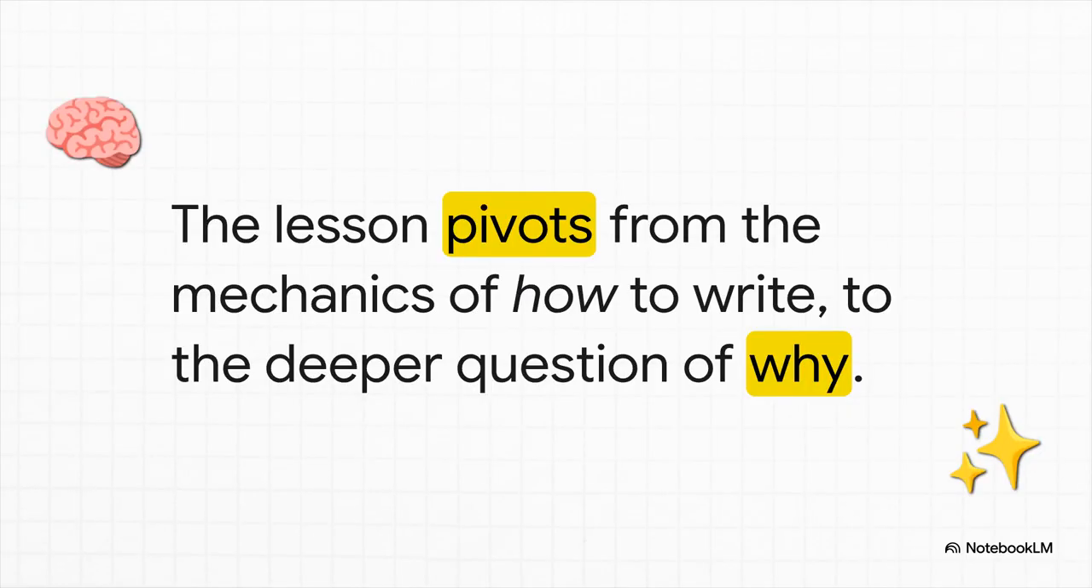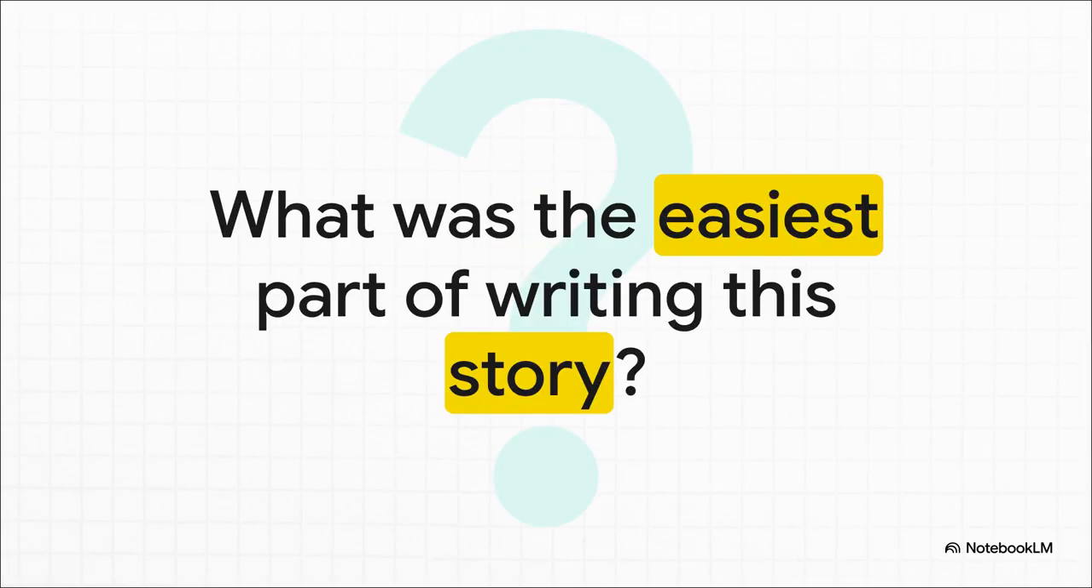Okay, and this is the pivot. This is where it gets really interesting. Once the physical thing, the story, is done, the whole lesson shifts gears. It moves completely away from the mechanics of writing and turns inward, asking the student to really think about the whole process. So the reflection kicks off by asking students to think about their strengths.